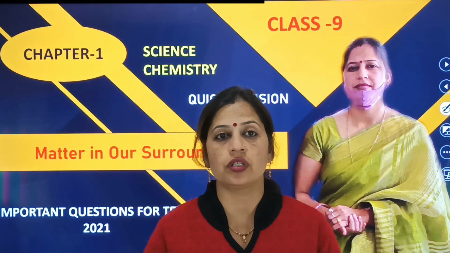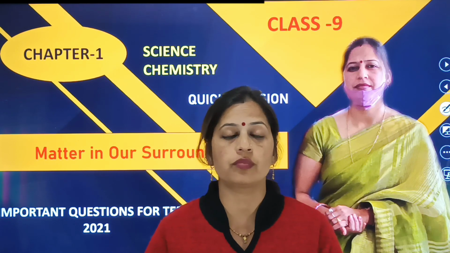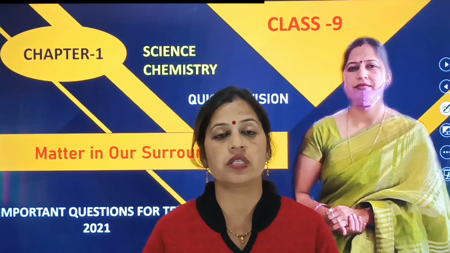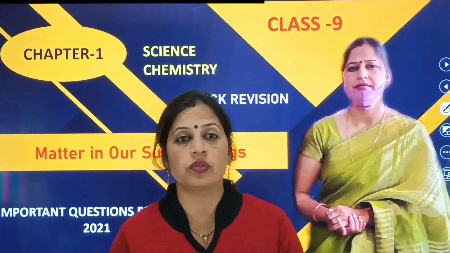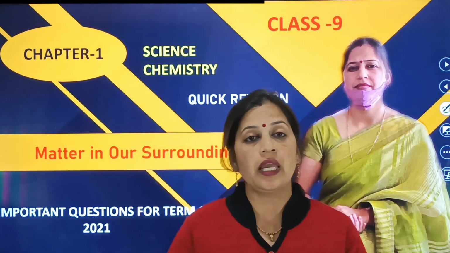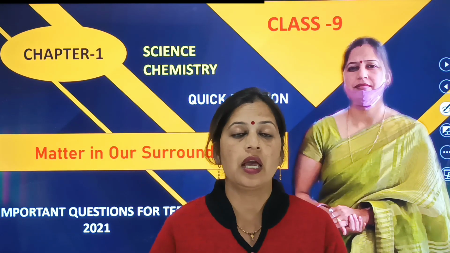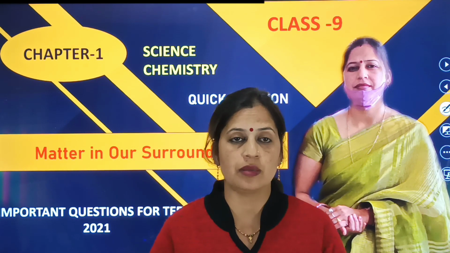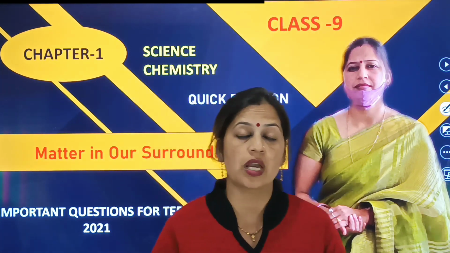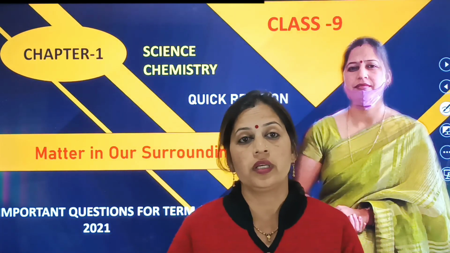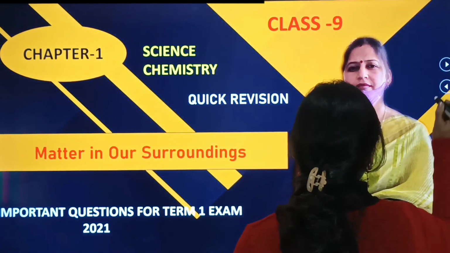In today's lecture we will continue with chapter number 1 from the chemistry part. This chapter is for class 9th and the name of the chapter is Matter in Our Surroundings. Regarding this chapter, today we will discuss 19 important MCQ or objective questions. This is our term 1 examination syllabus, to be held in November 2021, and this syllabus is common for all the boards, either state board or the CBSE board. So let us start with our chapter, Matter in Our Surroundings.